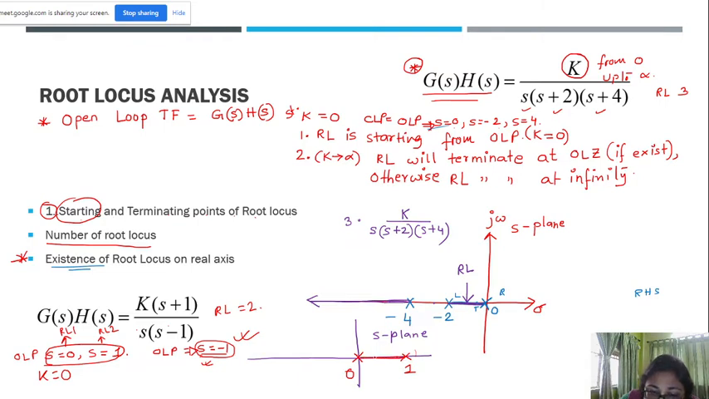পুরো এইটার জন্য। এবার if I take the test point over here, suppose the number in the right hand side, the number of accumulation of poles is 2, which is an even number. So I know that there will be no root locus branch on the real axis from 0 to infinity. From this side, in the left hand side, there will be no root locus, but there will be root locus between 1 and 0. Okay, so বোঝাতে পারলাম?